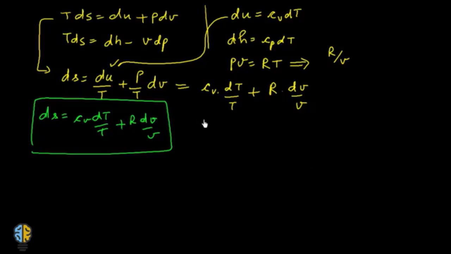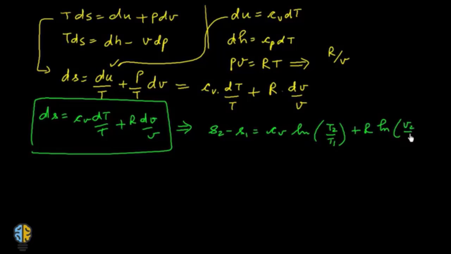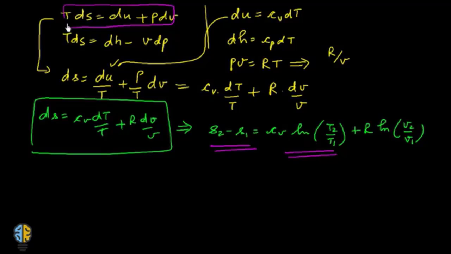Alright, so let's integrate this between state 1 and state 2. So you'll have S2 minus S1 is equal to Cv into natural log T2 by T1 plus R into natural log V2 by V1. So this is the equation you have to use when you have to find out the entropy change for an ideal gas, which uses this property relation. Now you can use this other property relation also to find out the entropy change.